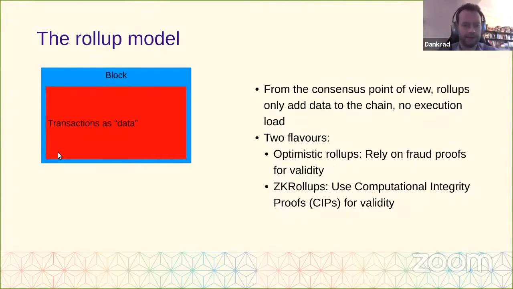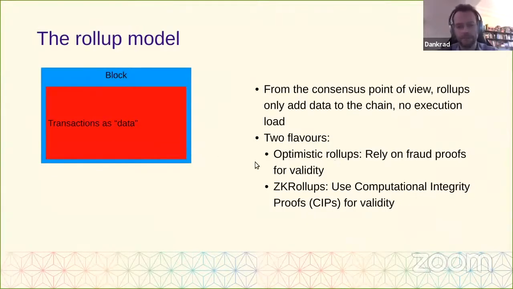Now the rollup model is basically, we don't care, the consensus doesn't actually care about the validity of the content of the block at all. Basically, the block is just treated as a big blob of data, and the consensus nodes only come to consensus on the sequence of the data and that it's available, but not on any sort of post-state root or anything. So that's completely in someone else's hands. And there are basically two flavors of this rollup model.